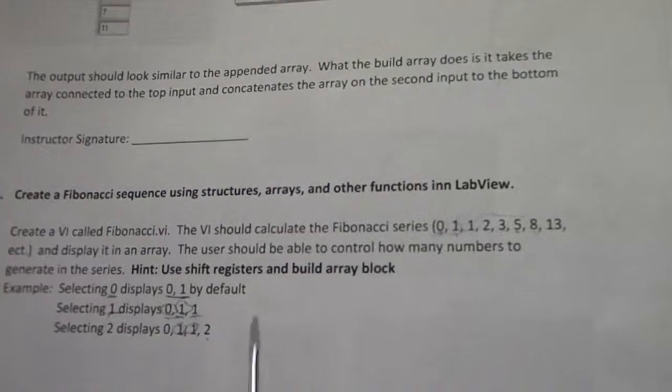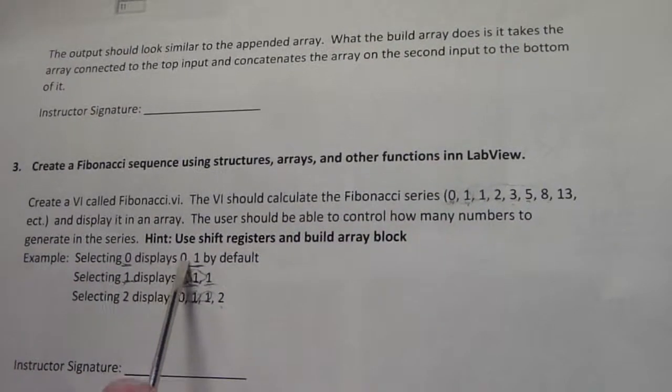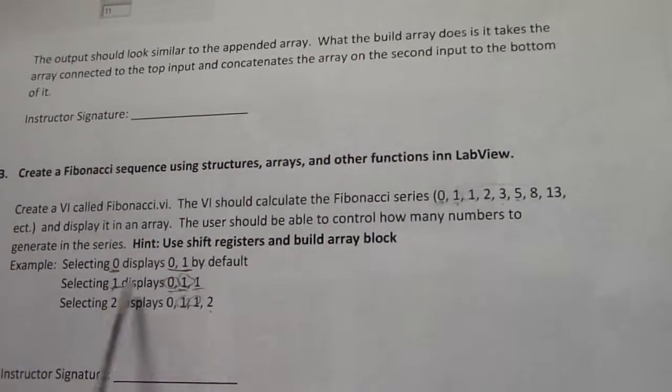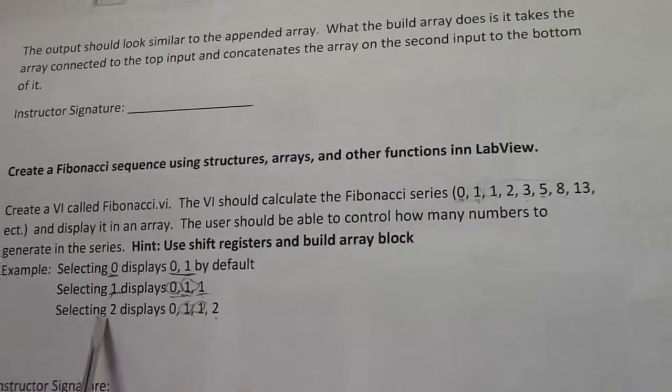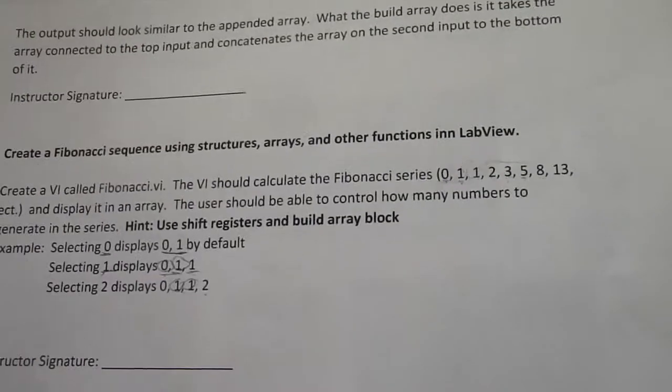If the number the user picks is 0, it should display 0 and 1. If they pick 1, it should display 0, 1, 1. 2 should display 0, 1, 1, 2, and so on.